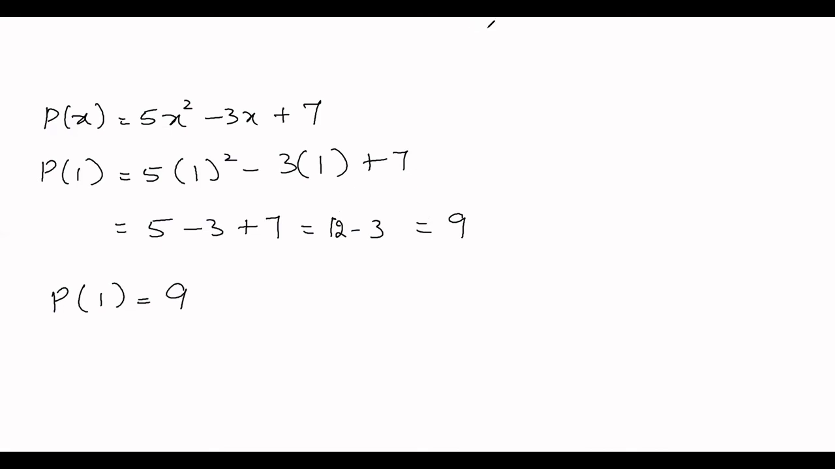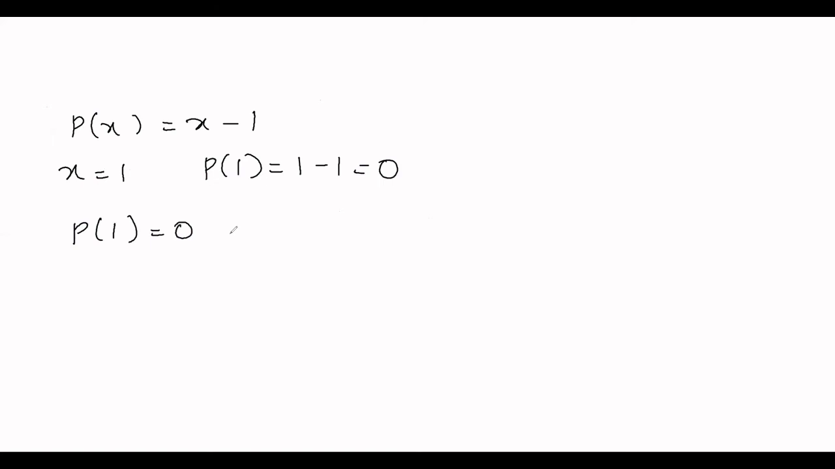So let me consider a linear polynomial. Say P of x is equal to x minus 1. If I put x is equal to 1, I get P of 1, which is 1 minus 1, which is equal to 0. So P of 1 is equal to 0. Then we say that 1 is a 0 of the polynomial.